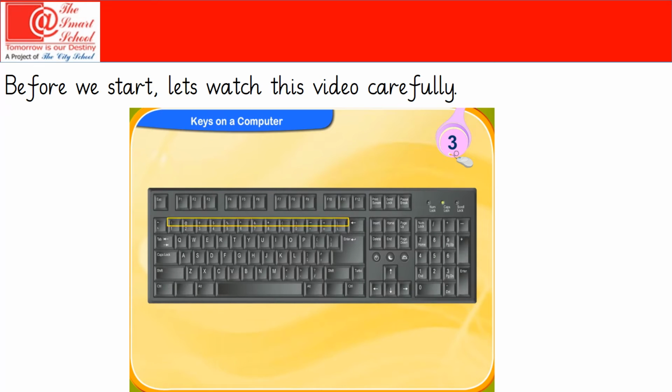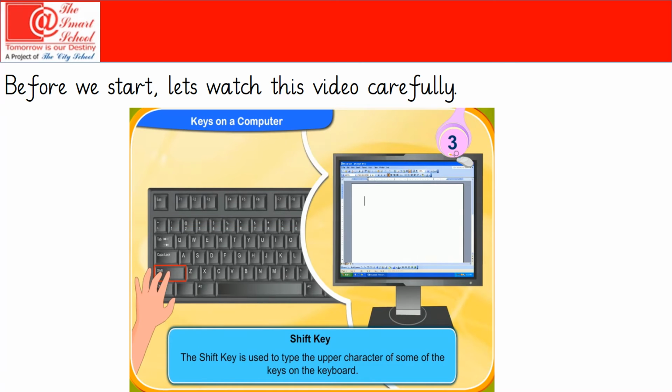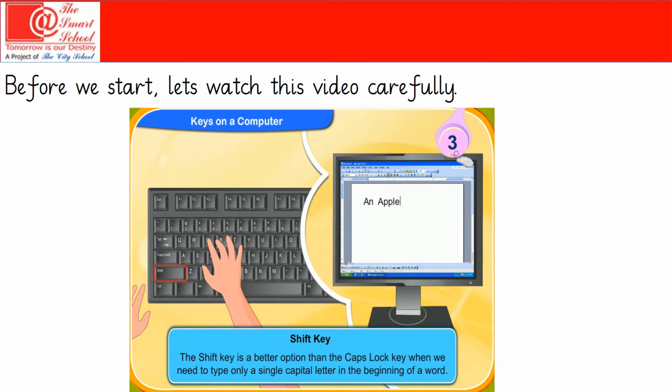Rennie, look at the number keys. They have a symbol printed above the number. If you wish to type the symbol, you need to press the Shift key and the number key together. So the Shift key is used to type the upper character of the keys on the keyboard. The Shift key is also used to type in capital letters. If we press the Shift key and an alphabet key together, the alphabet is typed in the uppercase. I think the Shift key is a better option than the Caps Lock key when we need to type only a single capital letter in the beginning of a word.